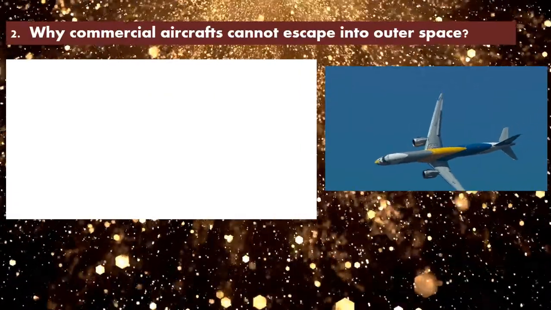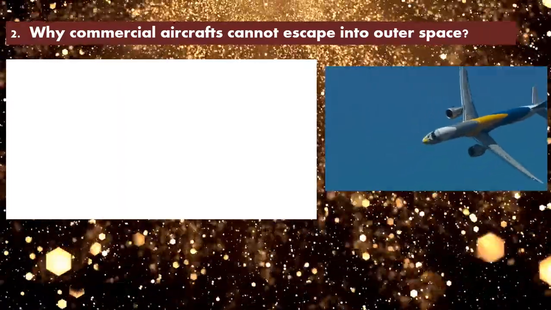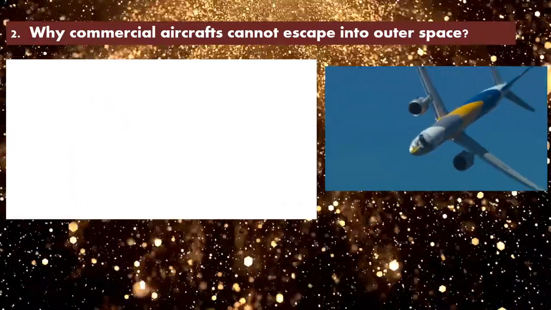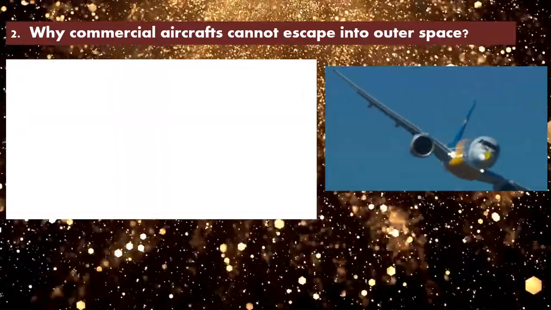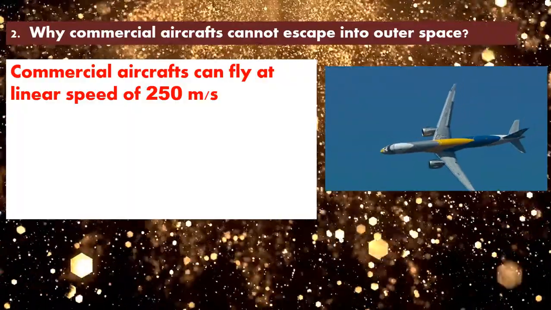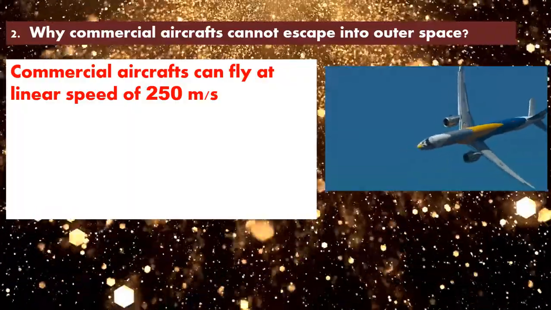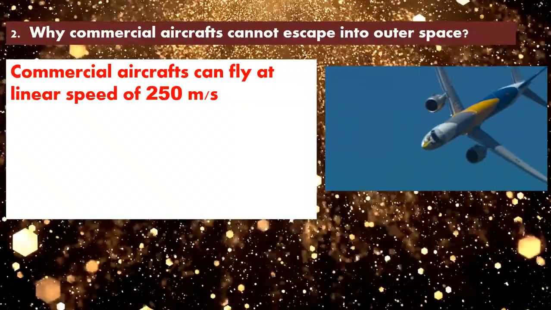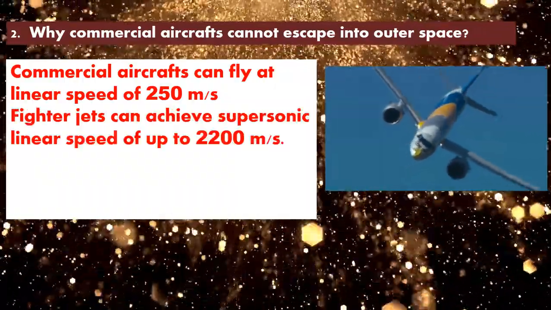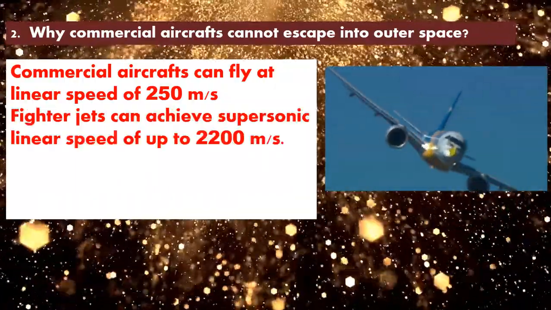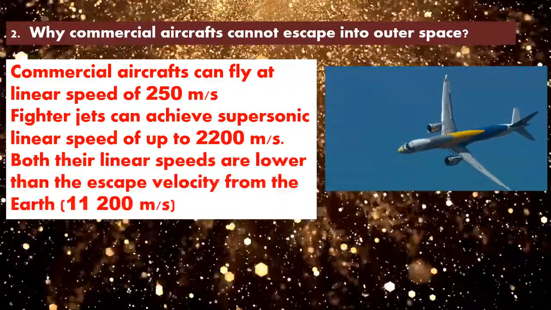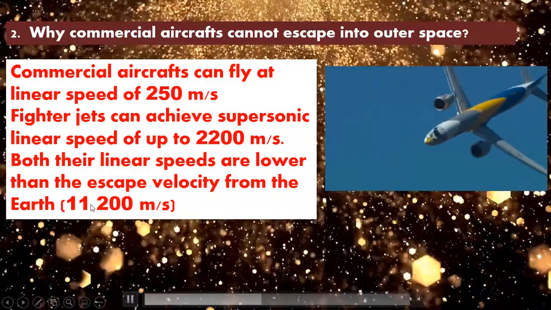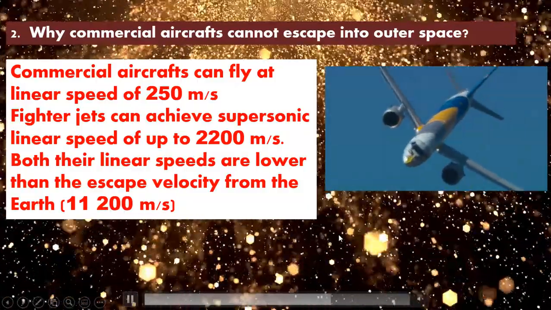Okay, next question. Why can commercial aircraft not escape into outer space? Aircraft, this is not a rocket, this is an ordinary aircraft. So commercial aircraft can fly at a linear speed of 250 meters per second only. A fighter jet can achieve a supersonic linear speed of up to 2,200 meters per second only. So both their linear speeds are lower than the escape velocity from the Earth. That is 11,200 meters per second.